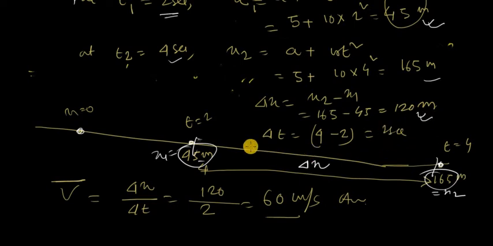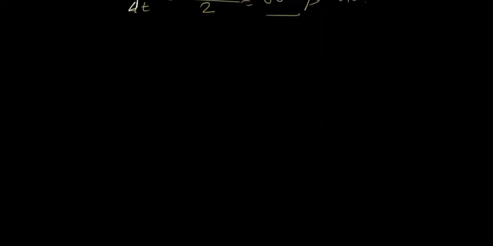So 120 meters in a time interval of 2 seconds. Average velocity is noted as v bar. So v bar is delta x by delta t, and putting the values, 120 by 2, that is equal to 60 meters per second. So this is our average velocity.